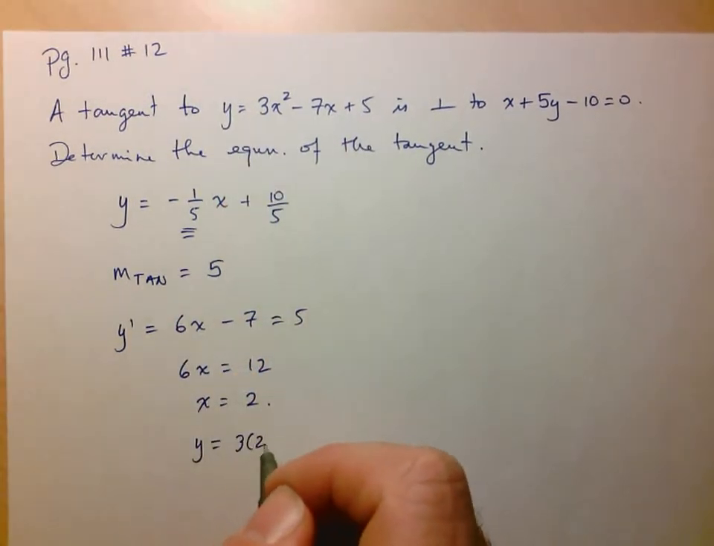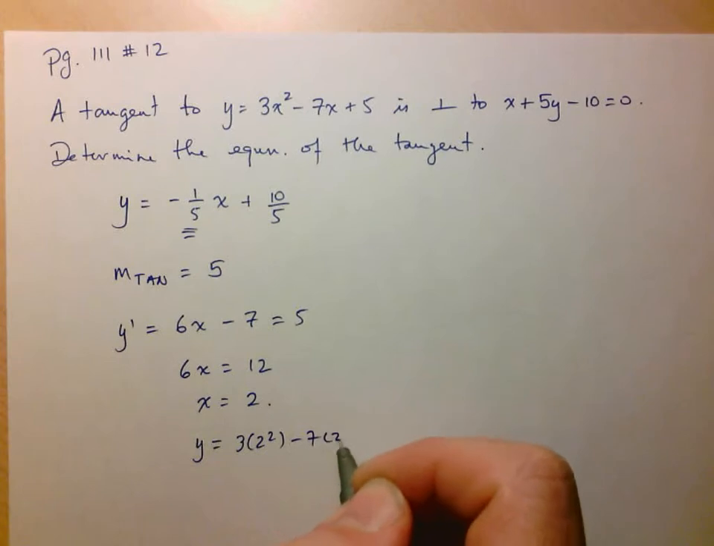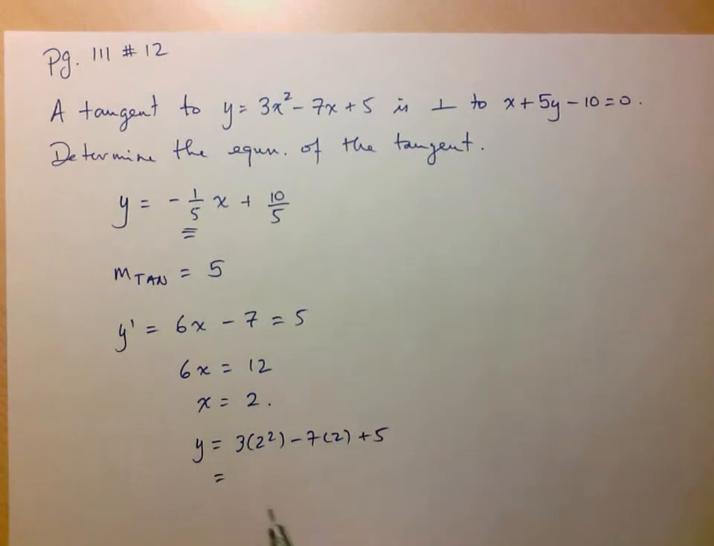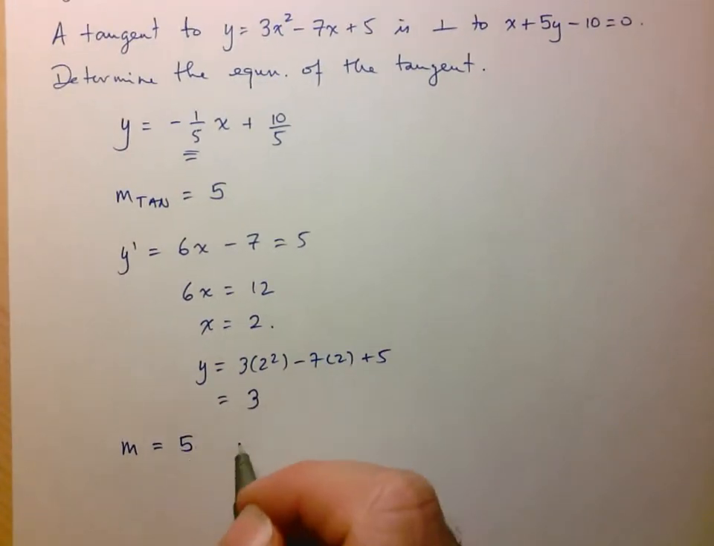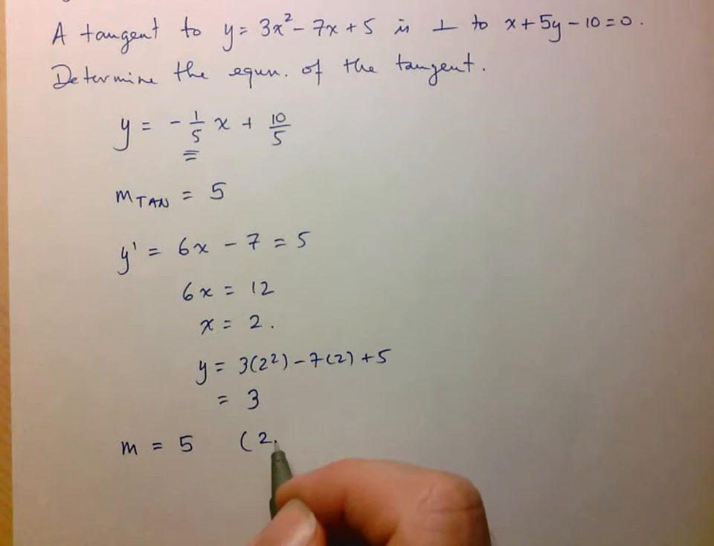So 3 times 2 squared minus 7 times 2 plus 5, so that gives us 3 times 4 is 12, minus 14 is negative 2, plus 5 is 3. Okay, so that means our slope is equal to 5, and our point is equal to (2, 3).